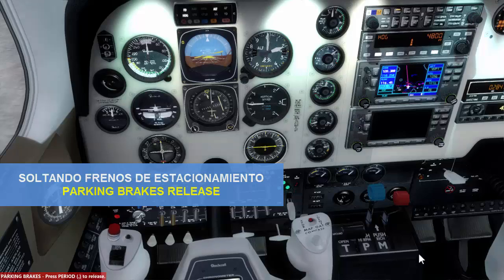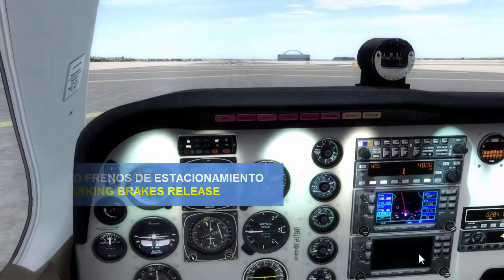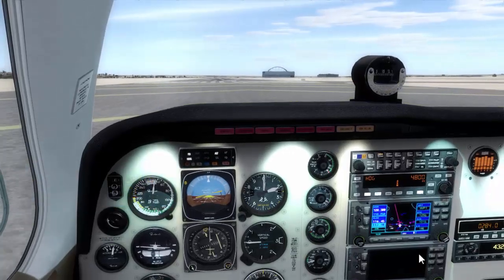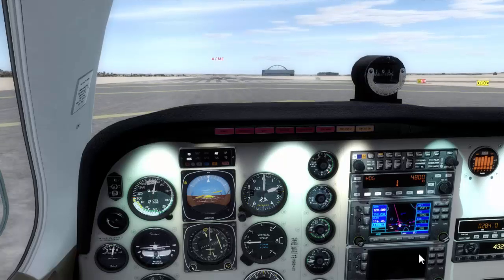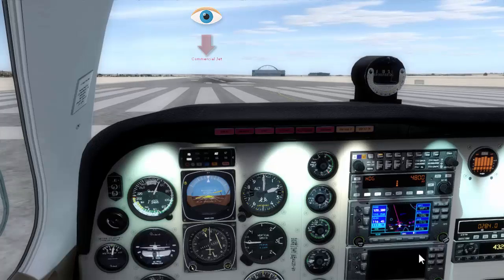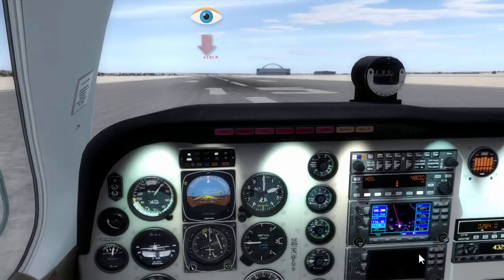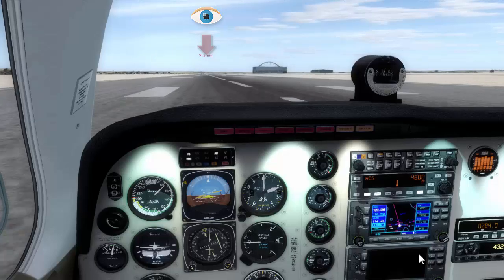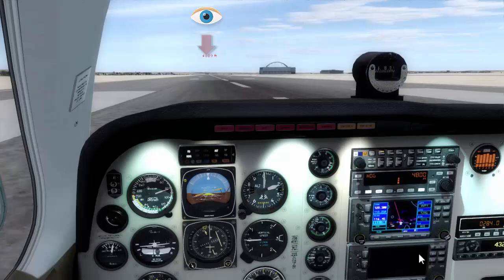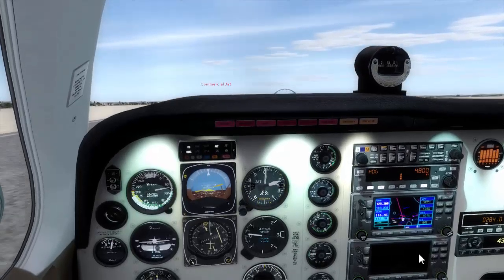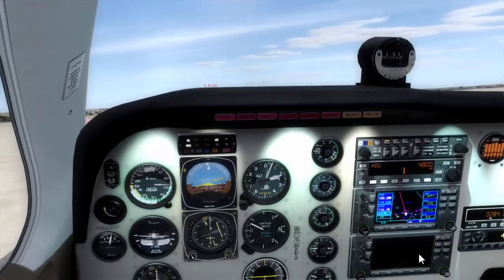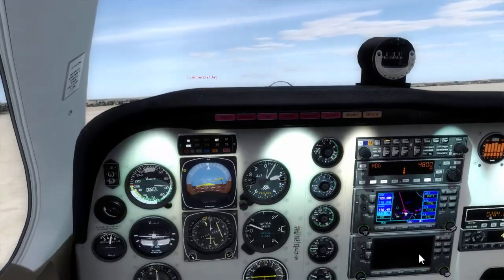Parking brakes release. We have the parking brakes activated, and we release that, and we apply full throttle, and we start to take off. So, starting to take off, it is very important that you put your eyes on a point in the horizon, okay, and you try to hold that point, and when you reach 70 knots, move the steering wheel back gently and we will be flying. Okay, it's as simple as that.